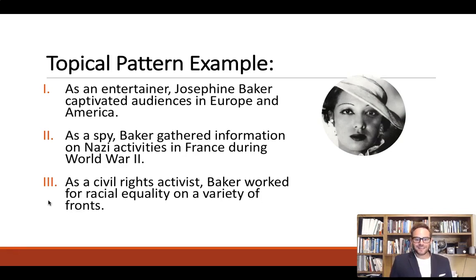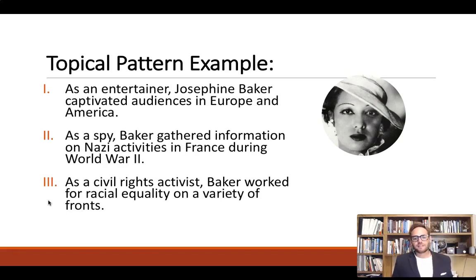So, as a spy, Baker gathered information on Nazi activities in France during World War II. Wow, that's interesting. So we might spend some time talking about activism and her affiliations with spying. And then third, as a civil rights activist, Baker worked for racial equality on a variety of fronts. And then again, we could discuss what that looked like and some context.